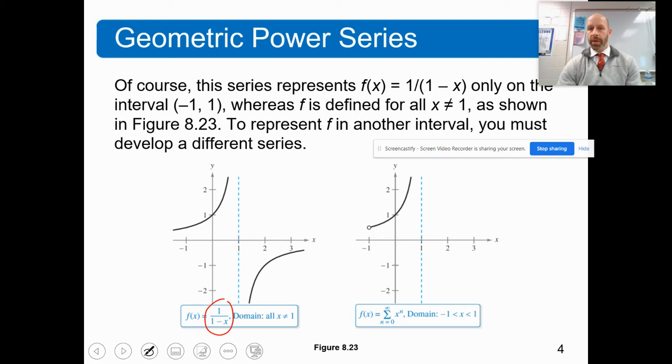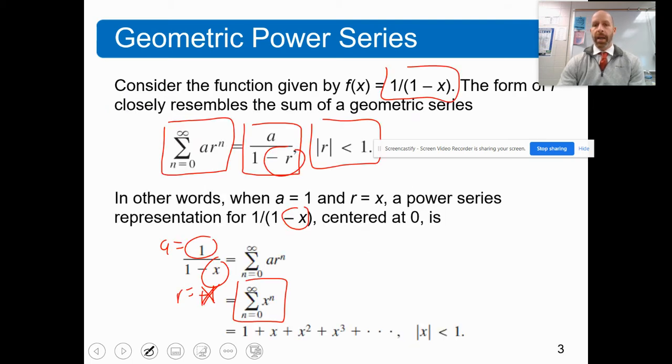But our power series is only valid on the domain of negative 1 to 1 because that is our interval of convergence. So we have a restricted domain, and if we want to represent f in other intervals, we have to develop a different series. The series we developed on this previous slide is only for when it's centered at 0.